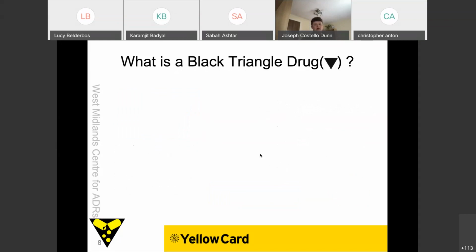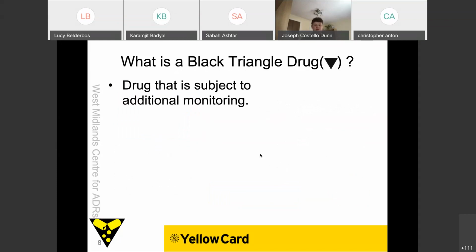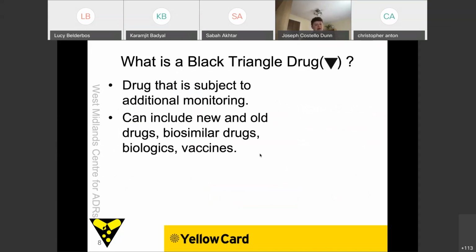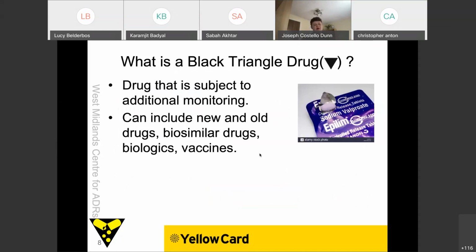So what is a black triangle drug? A black triangle drug is a drug that is subject to additional monitoring by the MHRA. It can include new and old drugs. For example, an old drug, sodium valproate, has been assigned a black triangle. It can also include biosimilar drugs, biologics, and vaccines.